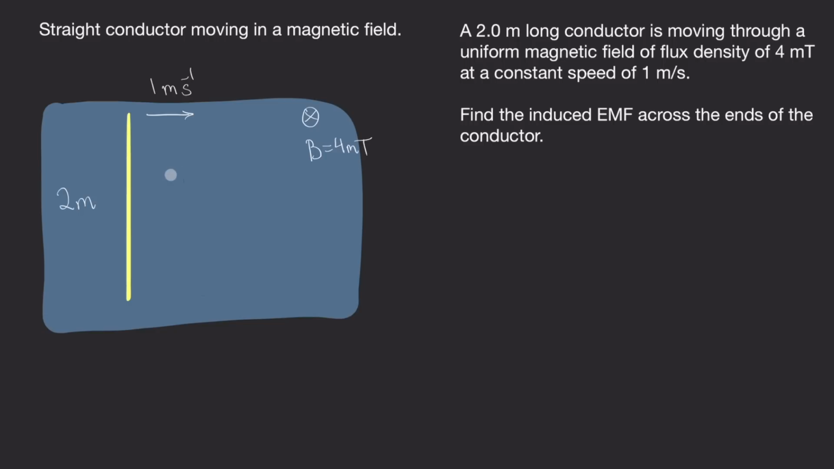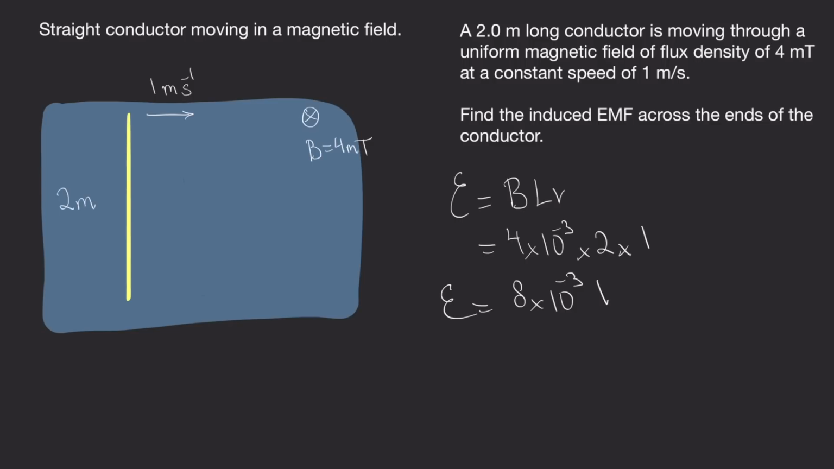Here's another example. So we have this 2-meter long conductor that is moving in a uniform magnetic field with a flux density of 4 millitesla, at a constant speed of 1 meter per second. We want to find the induced EMF. Now we can remember this formula. It is not given in the formula booklet, but very, very useful. And we can just say that the induced EMF is equal to BLv. Okay, so this here will be 4 times 10 to the power of minus 3, multiplied by 2, multiplied by 1, which is 8 times 10 to the power of minus 3 volts.